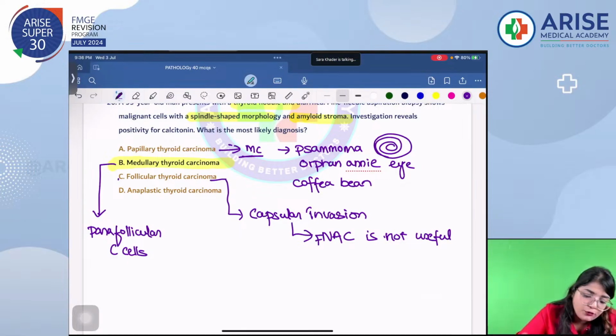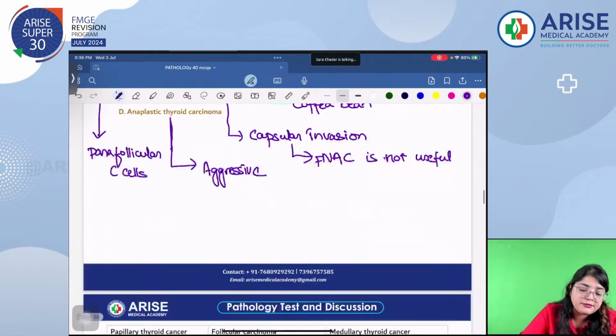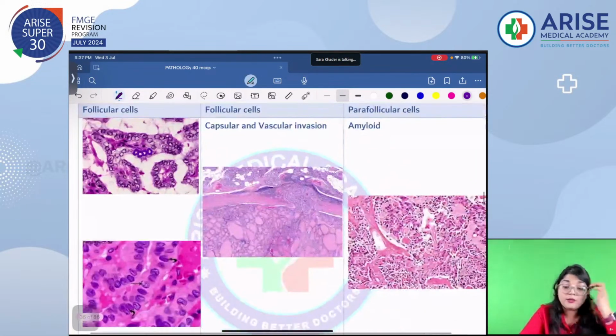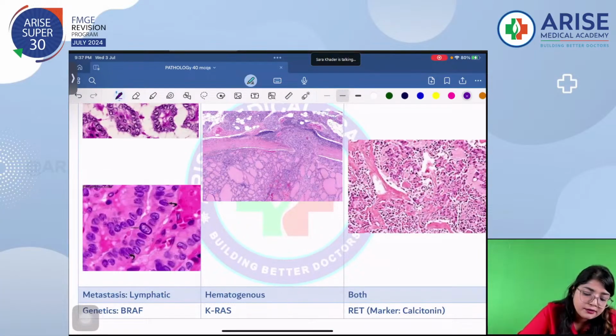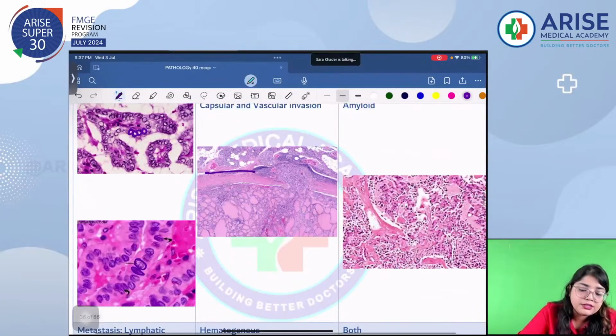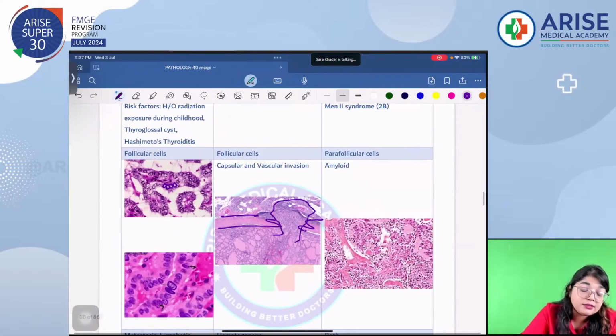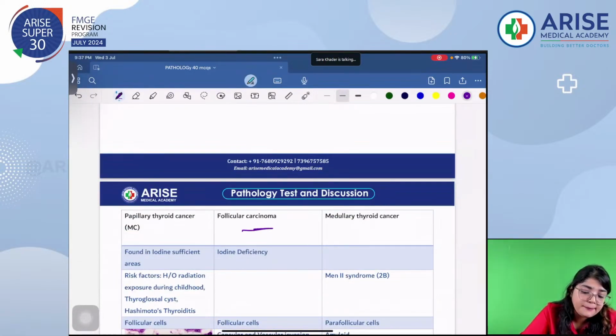Very good, Raghu. Anaplastic, the only thing you remember about anaplastic is A for A. It is the most aggressive. Okay, the most aggressive. Let me show you some images. This is the Orphan Annie eye nuclei, which has a glass-like nucleus. Okay, what about this? This is the coffee bean nuclei. Here you can see this is parafollicular C cells, medullary carcinoma, capsular invasion. The tumor cells are crossing the capsule, while this is your follicular carcinoma, right?